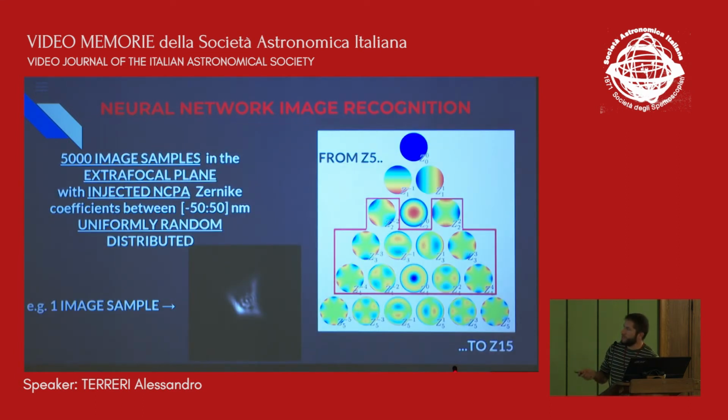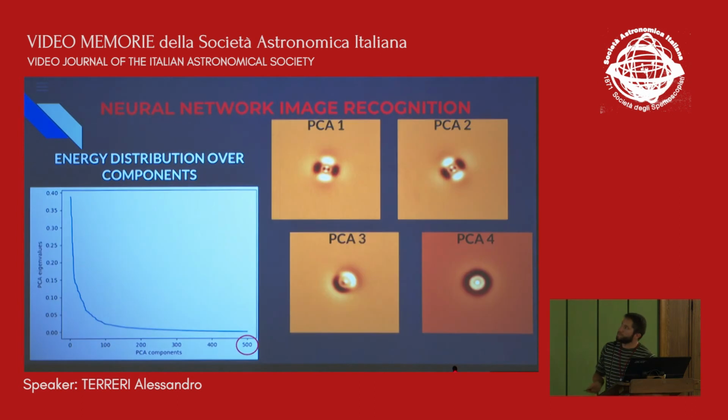Just to have an idea of a particular case, we started with 5,000 image samples with coefficients between -50 and +50 nanometers, going from Zernike 5 to Zernike 15. This is because we saw that it's sufficient for our case, and they are uniformly randomly distributed. This is one of the images of the dataset.